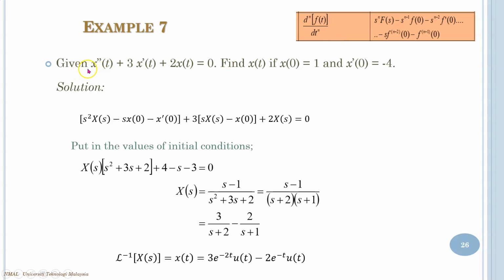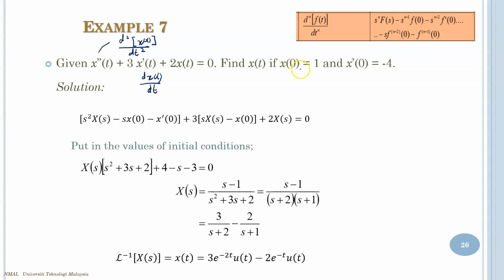For this example, given that x double prime t, which is the second order of differentiation, plus 3x prime t plus 2xt equal to 0. I hope you understand this one should be second order of differentiation, so this one should be d squared xt over dt squared, which is the second order, and this is the first order, so this one should be dxt over dt. Some of the mathematical symbols use the double prime or prime here. Find xt given the initial condition. This is the initial condition here, and this is also the initial condition when t is equal to 0.